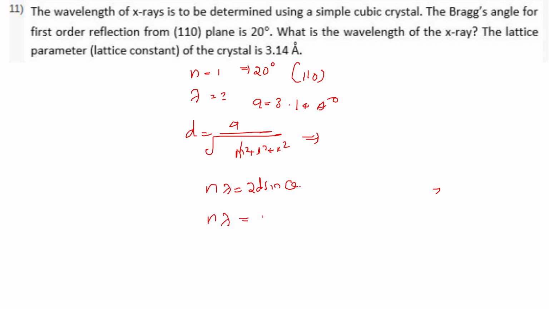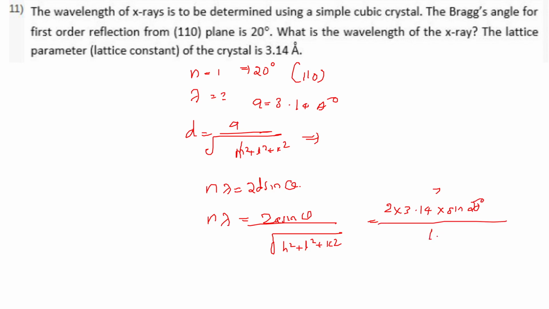n lambda is equal to 2a sine theta divided by root of h square plus k square plus l square. Substitute all the values: 2 into 3.14 into sine 20 degrees divided by 1 into root of 1 square plus 1 square plus 0 square. So you will get lambda approximately 1.518 angstrom. So do it from your side, then we will go to the next one.